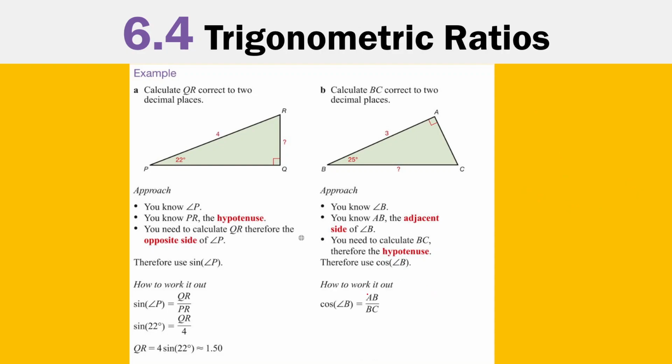Then fill this in, AB divided by BC. Here I find cosine of 25 equals 3 divided by BC. Now your variable is down below, don't you worry. Now you should do 3 divided by cosine 25, which is approximately 3.31.